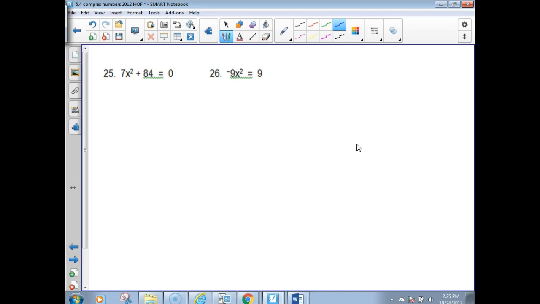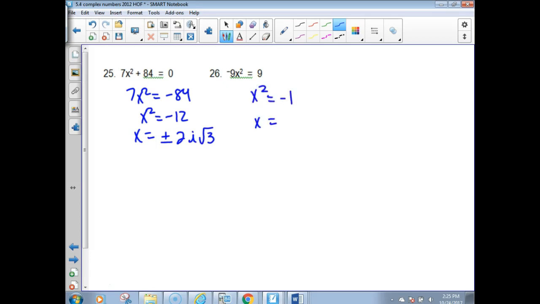Next one, 25. Subtract 84. Divide by 7. Take the square root. Plus or minus 2i times the square root of 3. And the last one, plus or minus i.